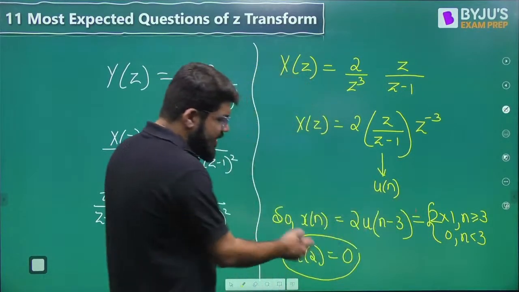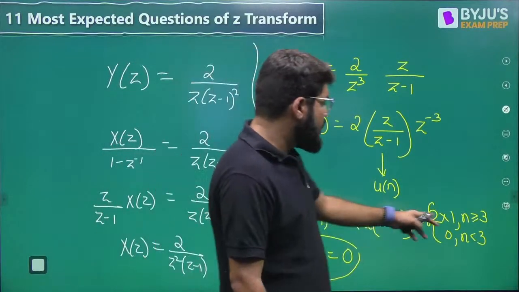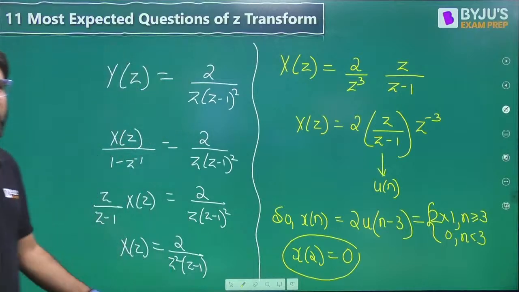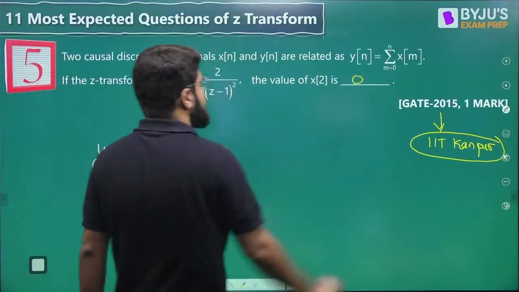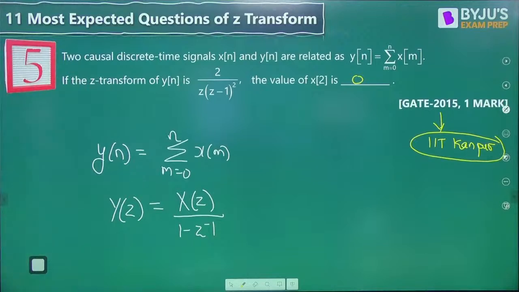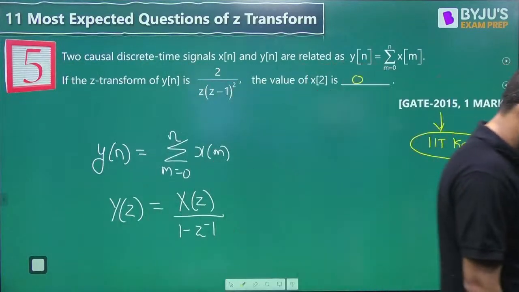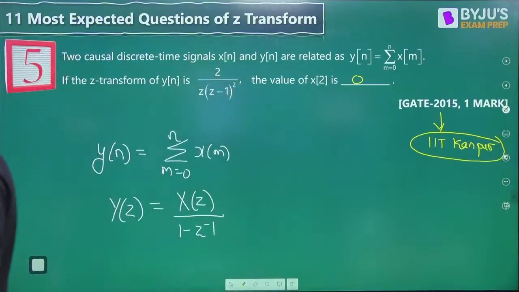They are asking at n equal to 2, and the signal is equal to 2 for n greater than or equal to 3. Rest it is equal to 0. So what should be the value of x[2]? It is 0. That is equal to 0.